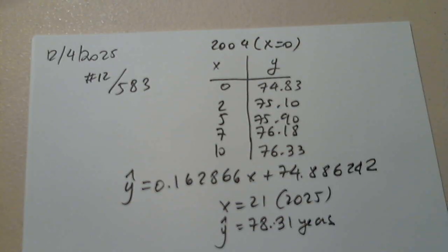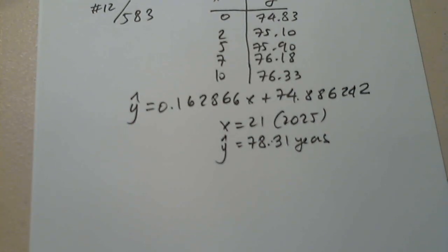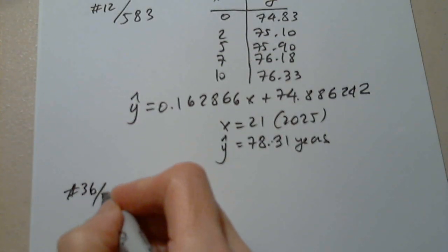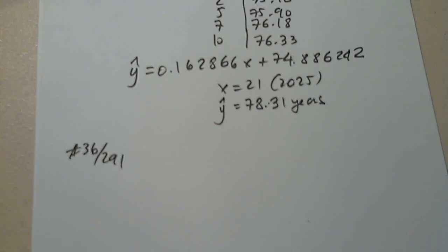Good. Next question. Anything else? I don't mean to jump around, but could we do question 36 on 291? Yes. We are jumping around. We should. It's a good idea to go from one thing to another and review everything we need to review.